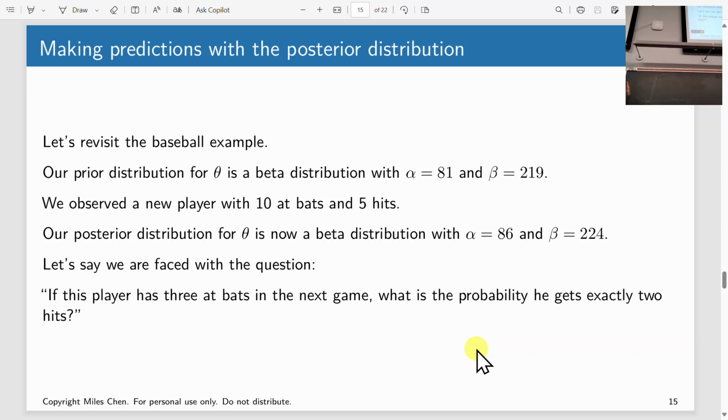After observing high performance, we've adjusted our posterior distribution to shift over to the right a tiny bit. And if this is our posterior distribution, we can ask this question: if this player has 3 more at-bats at the next game, what's the probability that he's going to get exactly 2 hits? What's the probability he gets 2 hits out of the next 3 at-bats?